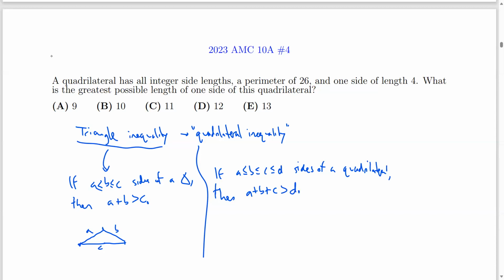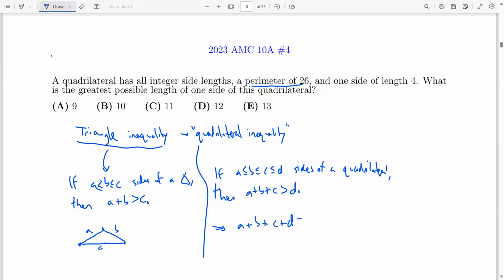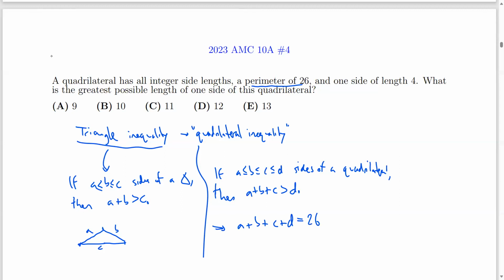So note that the perimeter is 26. So therefore, A plus B plus C plus D is 26. And we're trying to find the greatest possible length of one side of this quadrilateral. So therefore, we can find the greatest possible length of the longest side, which we're going to assume is D without loss of generality.